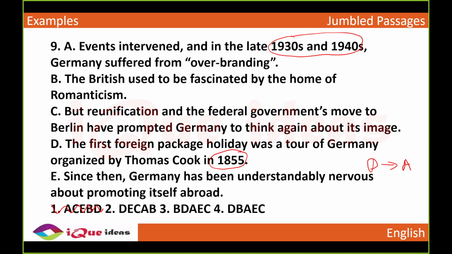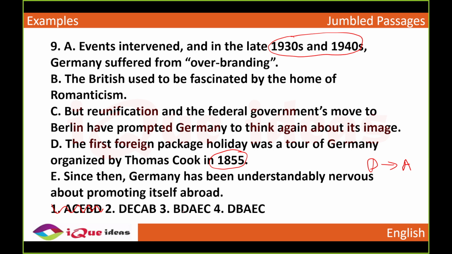Now, B says British used to be fascinated by the home of romanticism. And D says the first foreign package holiday was a tour of Germany organized by Thomas Cook in 1855. If the British are interested in the place where romanticism started, then they will organize tour packages to go there. So a little bit of knowledge: Germany is the home of romanticism, and Thomas Cook is a typical British name, so because Britishers are fascinated by where romanticism started, they will think of making a tour. So B before D makes sense.